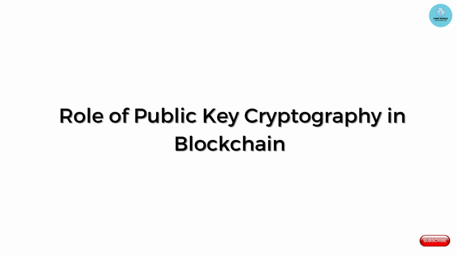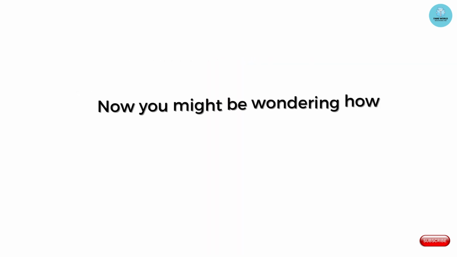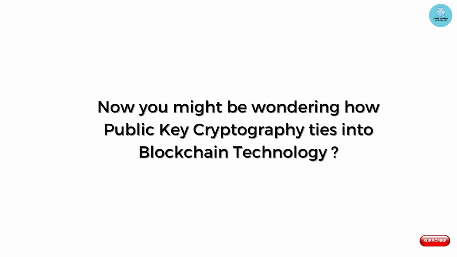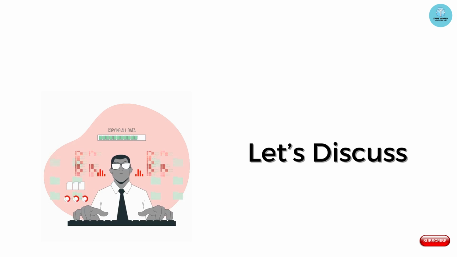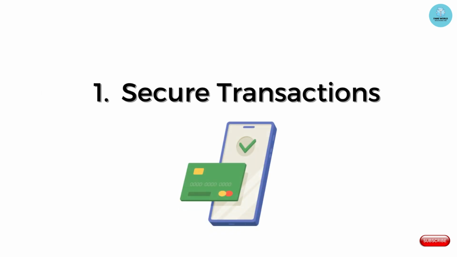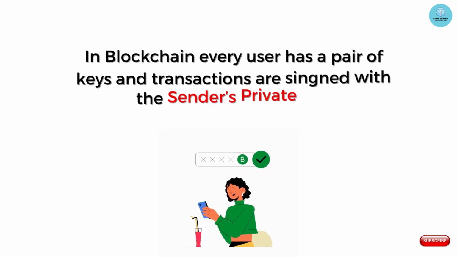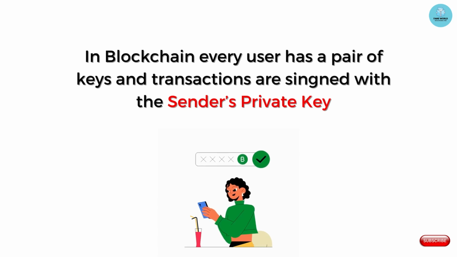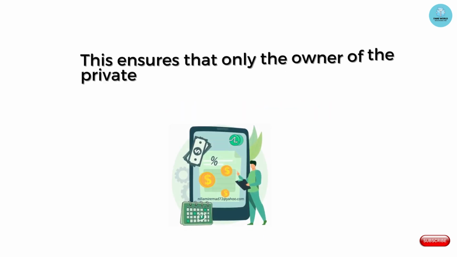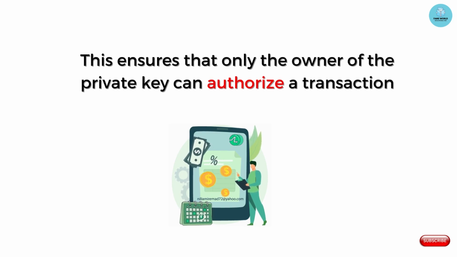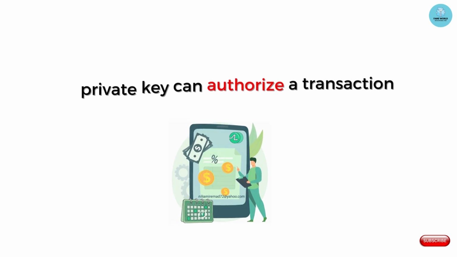Role of public key cryptography in blockchain. Now you might be wondering how public key cryptography ties into blockchain technology. Well, let's discuss. Number 1. Secure transactions. In blockchain, every user has a pair of keys, and transactions are signed with the sender's private key. This ensures that only the owner of the private key can authorize a transaction.